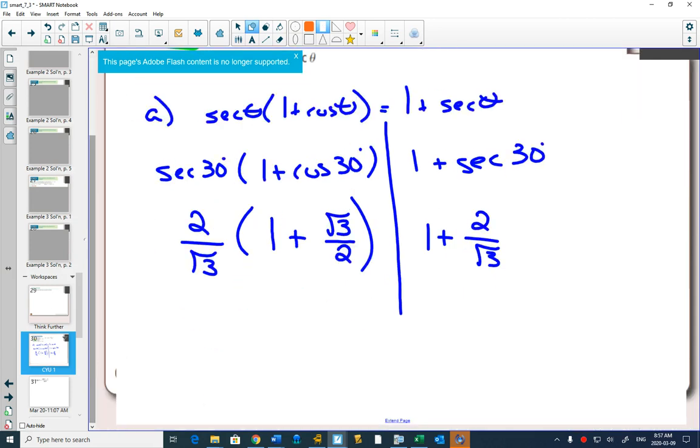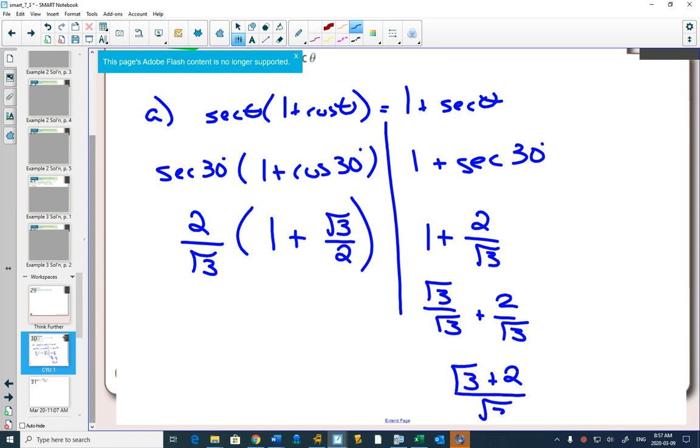So how do I write a single fraction here? I'm going to need a common denominator. So I change 1 to root 3 over 3 plus 2 over root 3. And on the right side, I have a single fraction, root 3 plus 2 over root 3.